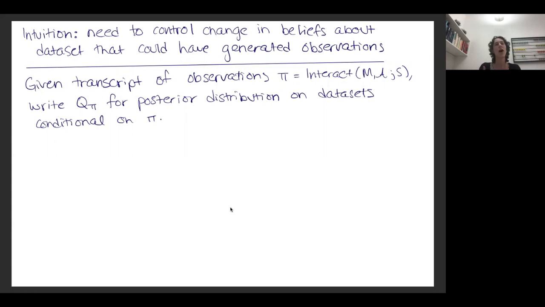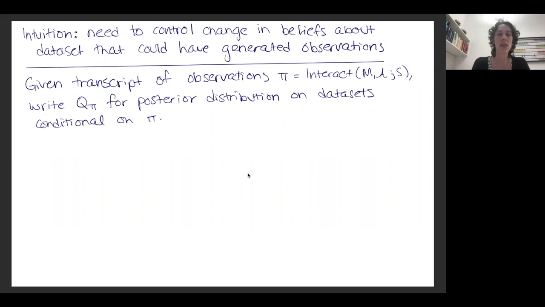So a useful object for this analysis is the following. Given some transcript of observations, so these are the query answer pairs that get generated by an interaction between the mechanism and the analyst, we're going to write Q sub pi, where pi is that transcript of observations. Q sub pi is the posterior distribution on data sets that's induced by having observed pi. So assume you start with the prior, that's the true distribution, then you look at how you update your beliefs about the distribution over data sets after viewing this interaction between the mechanism and the analyst on the sample, okay? It's a weird object so far.